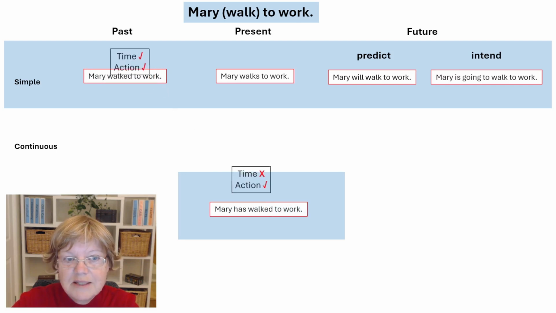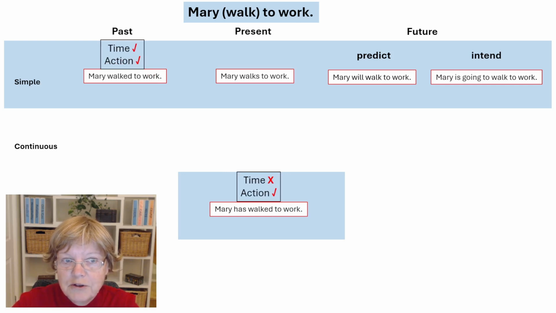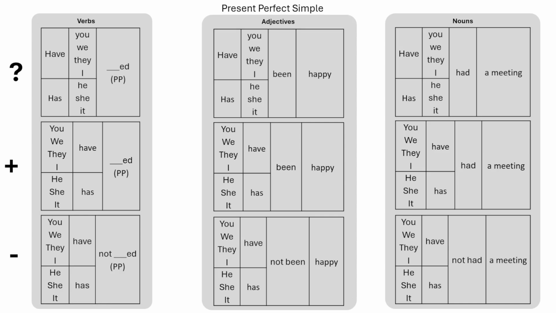The difference between the past and the present perfect is that in the past, the D sound communicates that both the time and the action are finished. The D sound with have or has in the present perfect communicates that the action is finished, but not the time. And so here we have a chart with the question, positive and negative sentences for verbs, adjectives, and nouns.